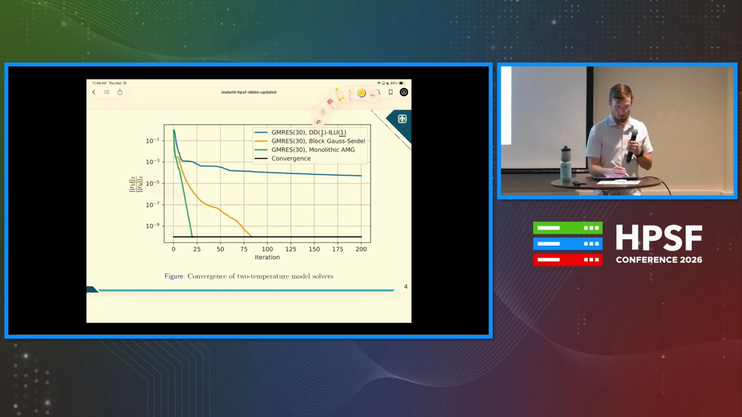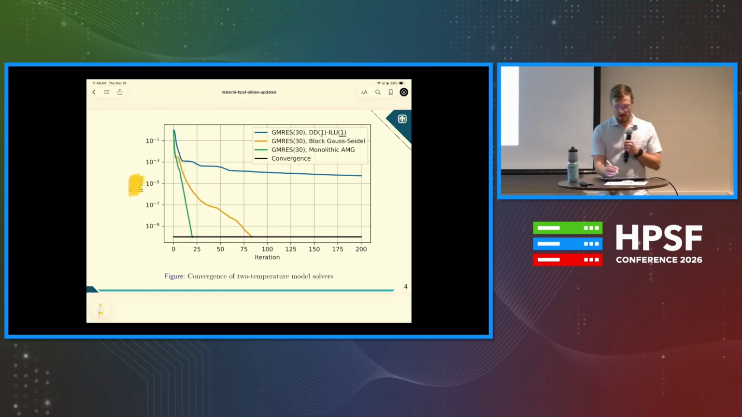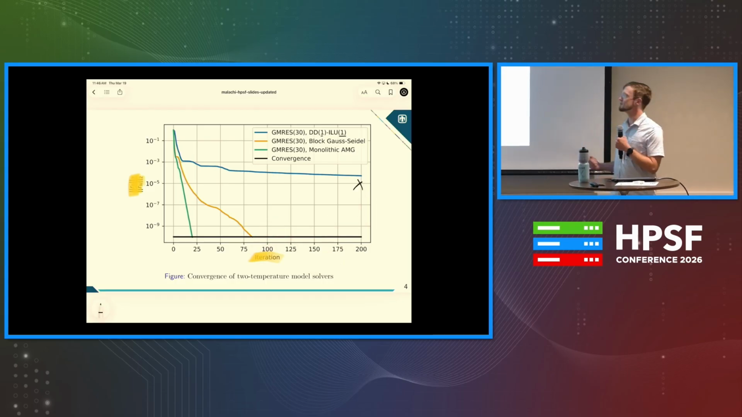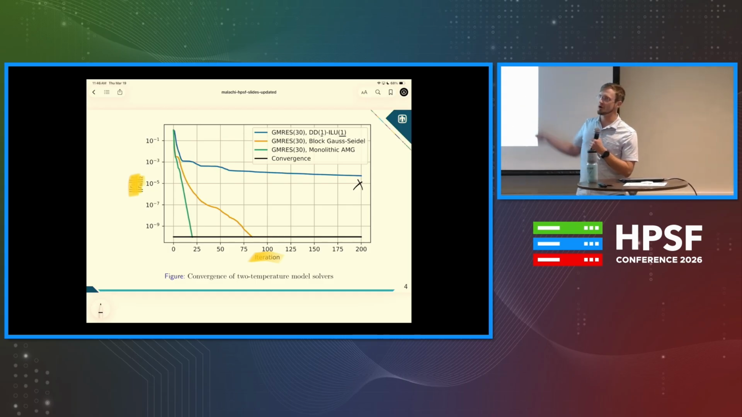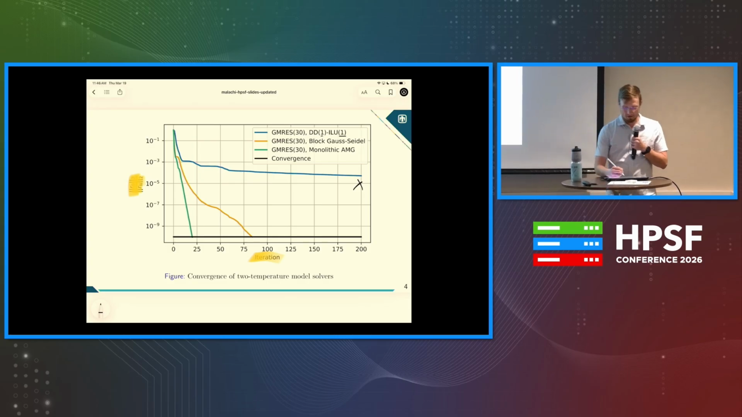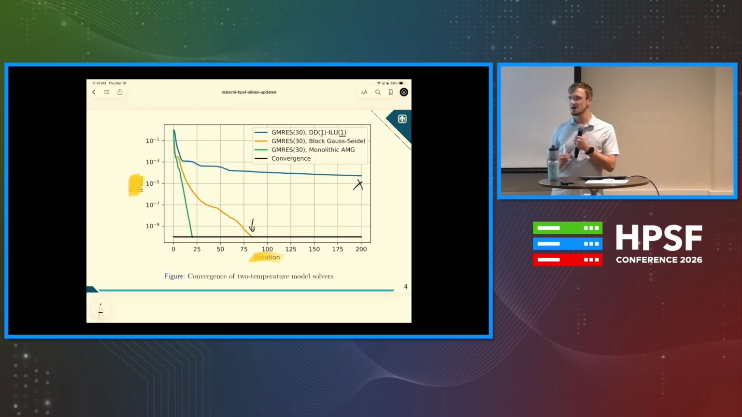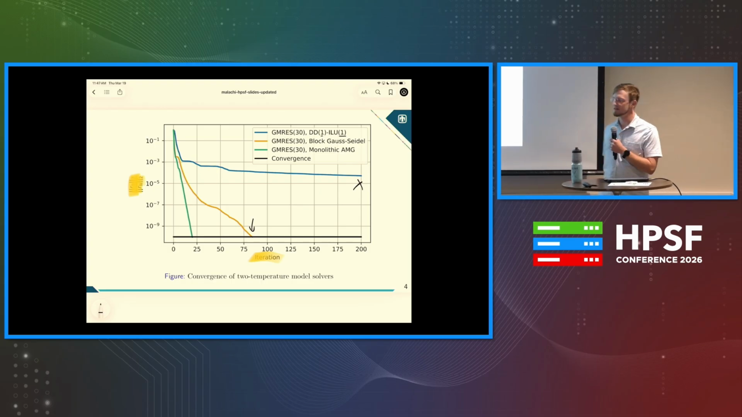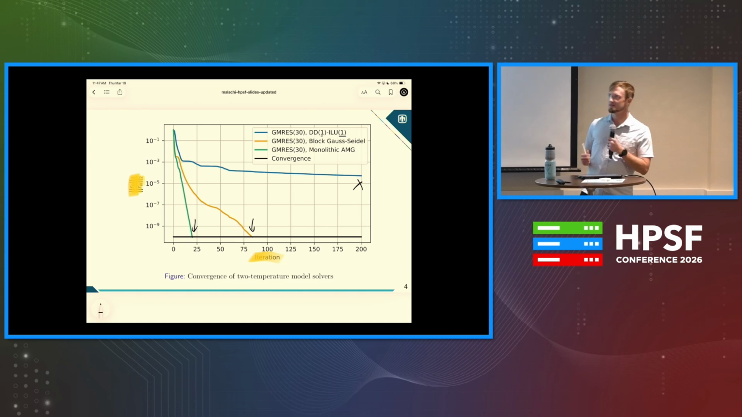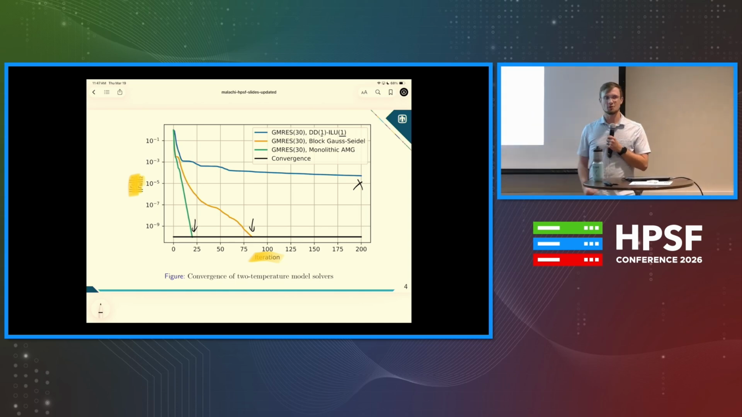I have plotted here on the y-axis my relative residual, and on the x-axis my iteration count. If we start with the domain decomposition-based approach, we see it doesn't converge after 200 iterations. In fact, we're pretty far away from our desired convergence tolerance. With block Gauss-Seidel, it takes like 80 iterations. It's not great. So what I'm going to be talking about is this method over here on this green line, which converges in fewer than 25 iterations.